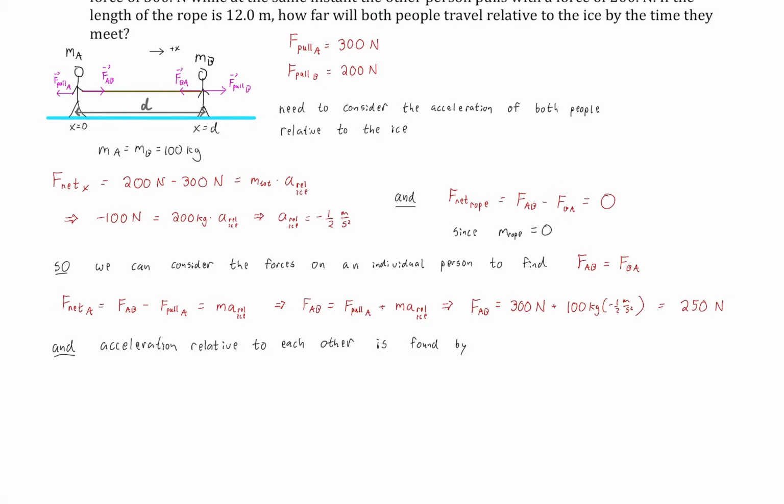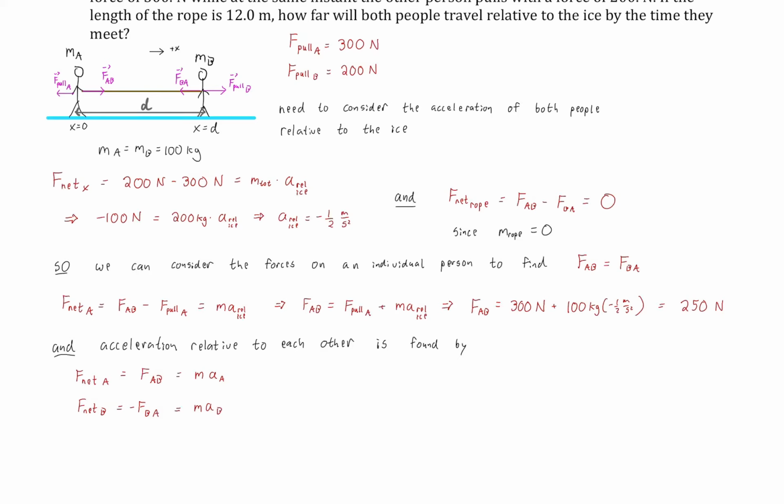Okay, so then the acceleration relative to each other is found by considering the net force on just one person. So what are we doing here? Okay, notice here now I'm solving for the acceleration relative to each other, not the acceleration relative to the ice.